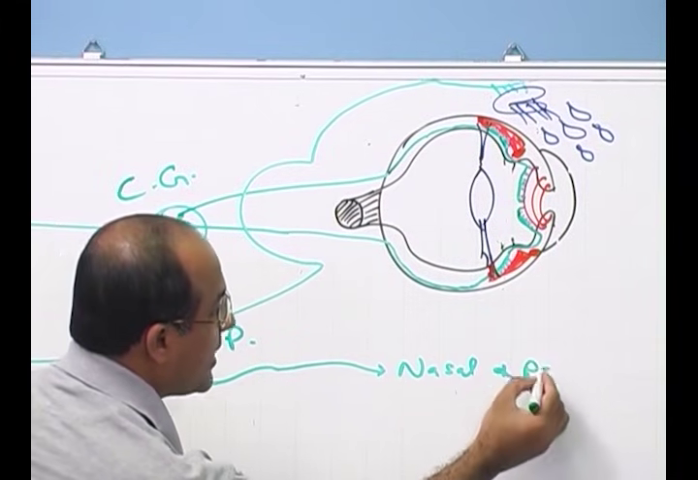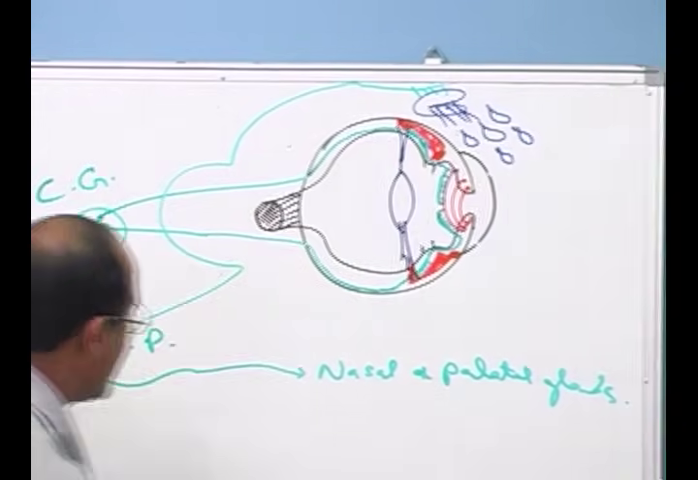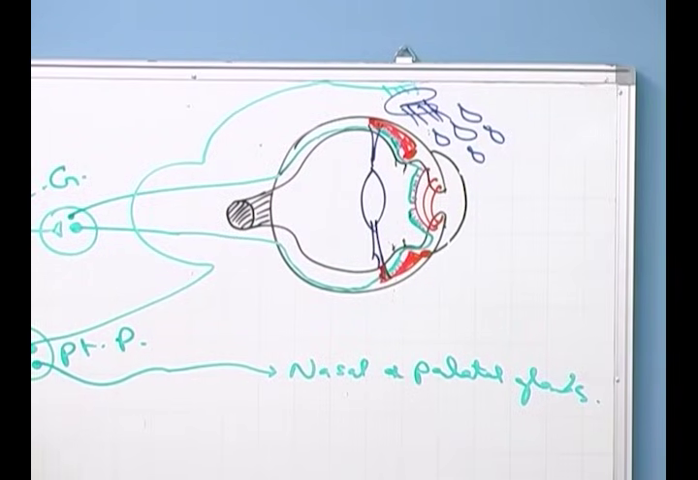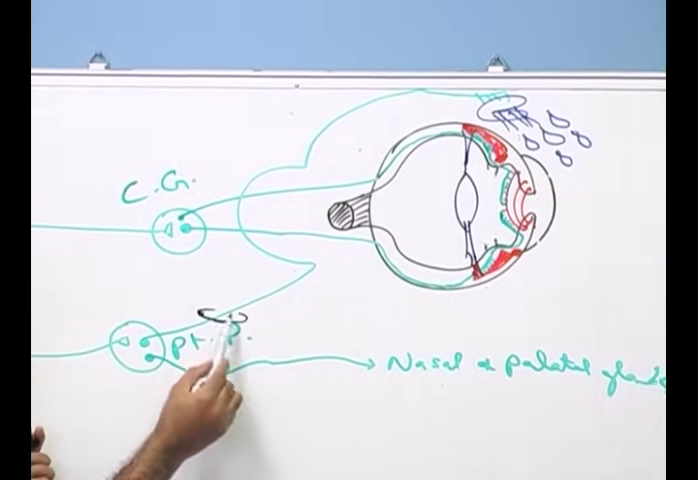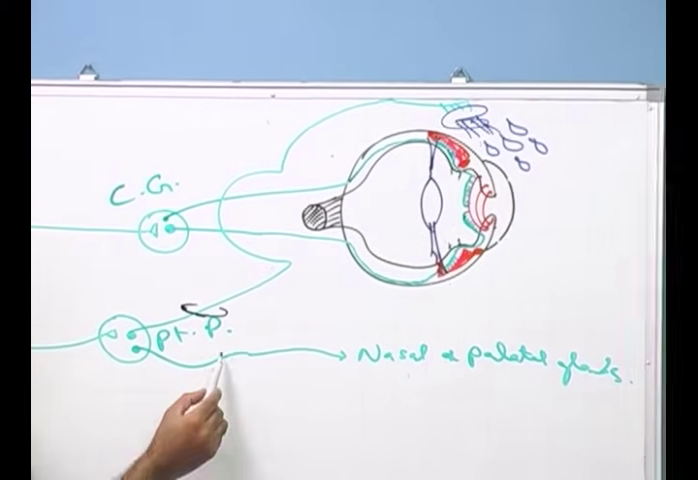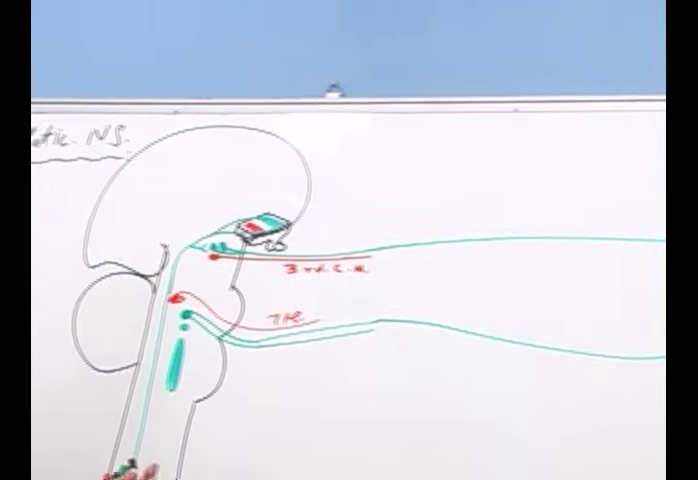Nasal and palatal glands. Of course, there is no fun in telling such an intelligent audience that these fibers will go through the inferior orbital fissure, and these fibers will pass through the sphenopalatine ganglion medially, or sphenopalatine foramen or pterygopalatine foramen. Did you know that or not? Okay, is that clear?